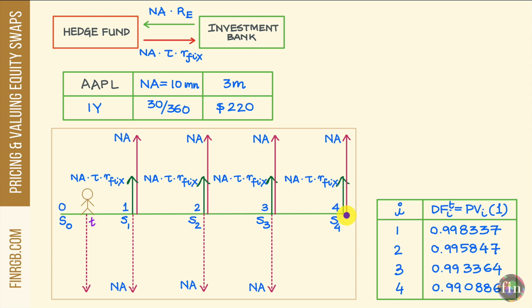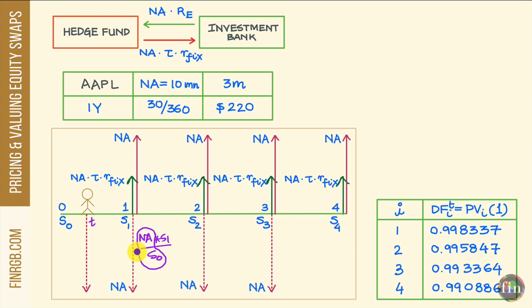Okay, now for the liquidation value at this point in time, what should my investment bank do? At this point in time, the liquidation value to be handed over to the hedge fund, if you remember, was simply NA times S1 divided by S0, right? Now, this can be thought of as the number of shares, and when liquidated at this point in time, this is the dollar value which can be realized.